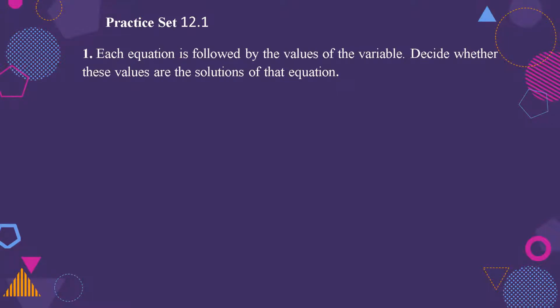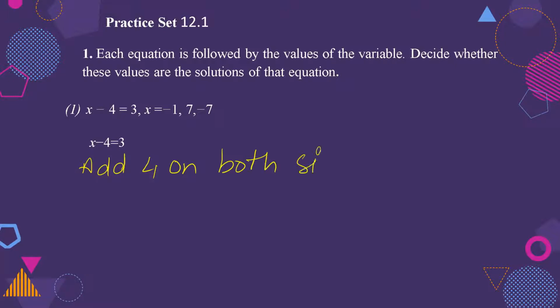Practice set 12.1, the first sum. It says each equation is followed by the values of the variable. Decide whether these values are the solution of that equation. So the first one is x minus 4 equal to 3. First what we'll do is add 4 on both sides.